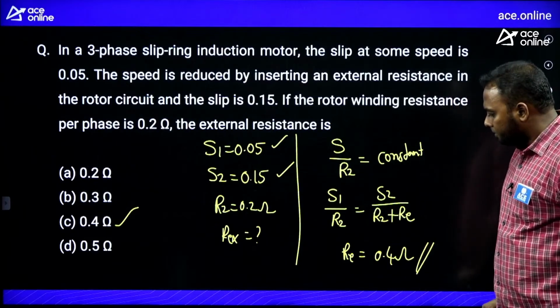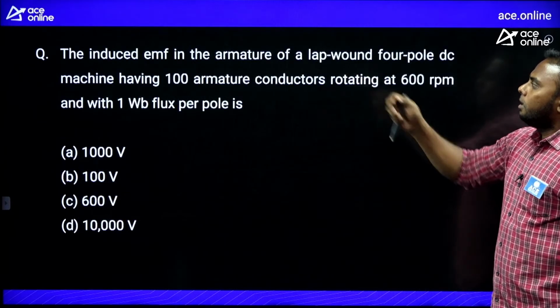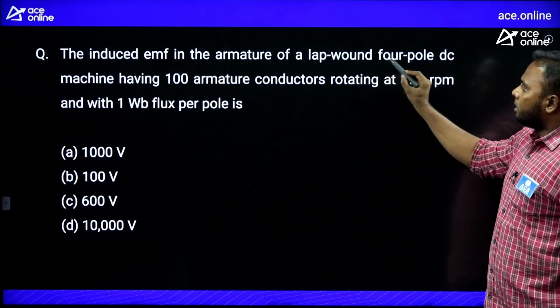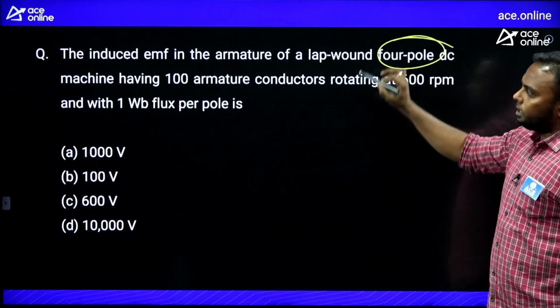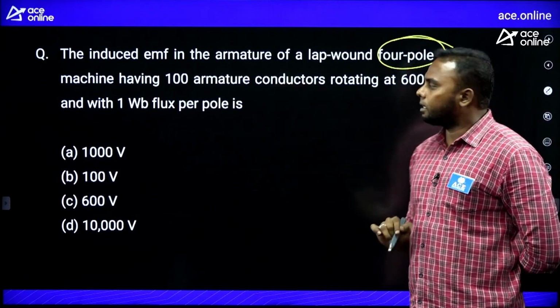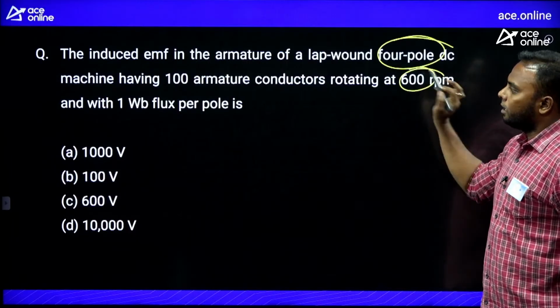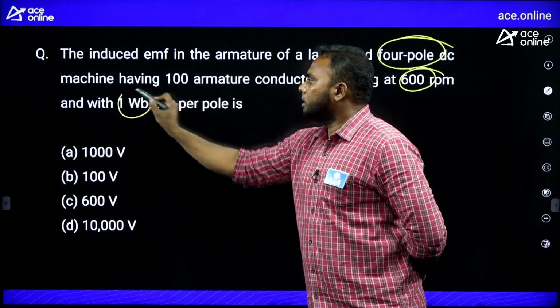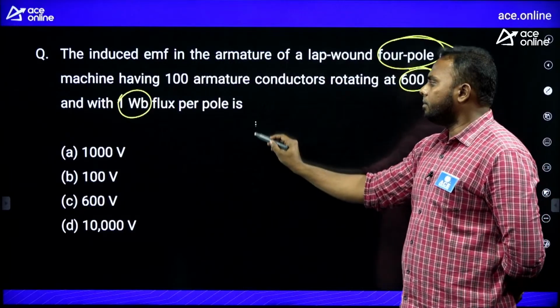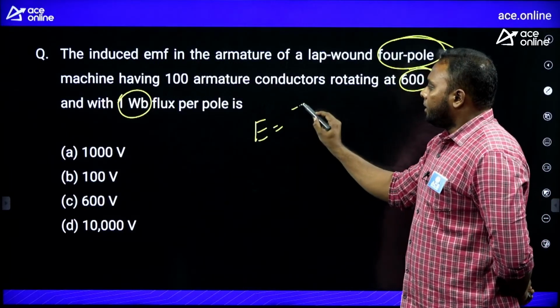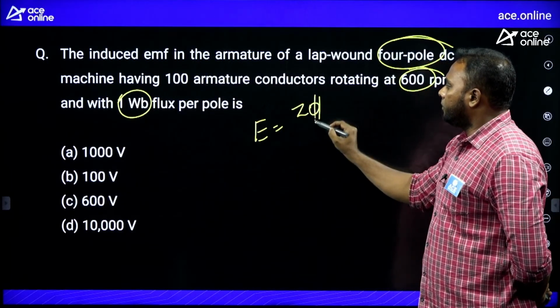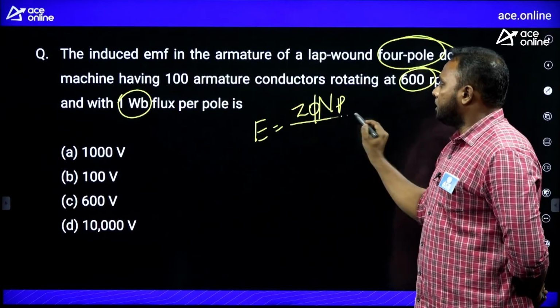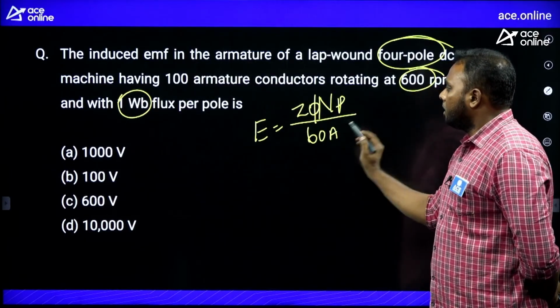Do the calculation. Next. The induced EMF in the armature of a lap wound 4-pole DC machine having 100 armature conductors rotating at 600 rpm with 1 Weber flux per pole is dash. Directly use the EMF equation, Z phi N P by 60 A. The EMF equation, substitute here.